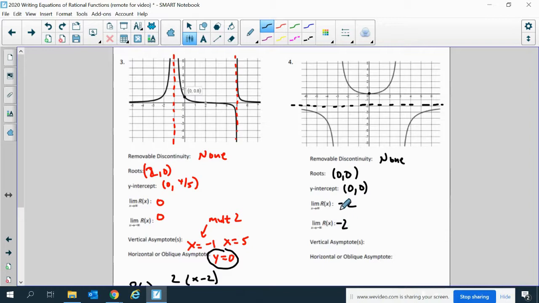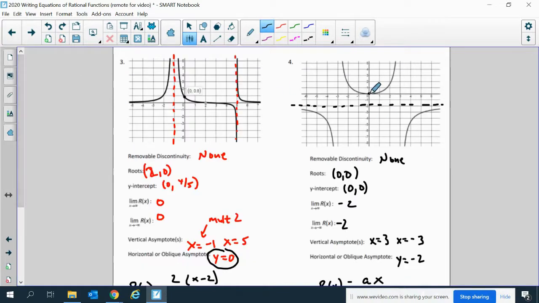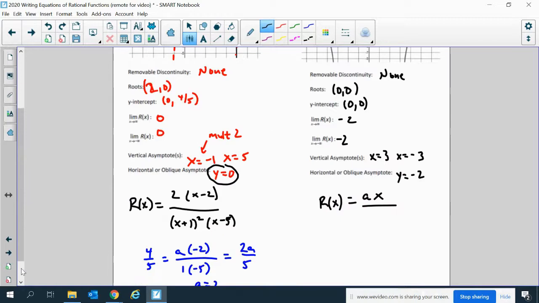There's a vertical asymptote at what appears to be 3 and negative 3. And the horizontal asymptote is at y equals negative 2. So I will write r of x equals a times x. Now what we must notice is that it does not cross the axis at 0, it bounces. So because of that, I'm going to make it x squared. And then I have x minus 3, x plus 3 in the denominator.